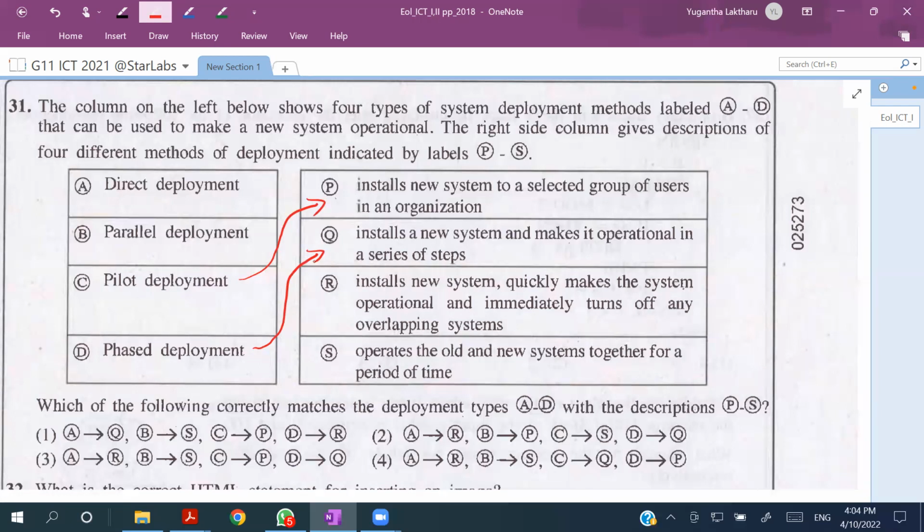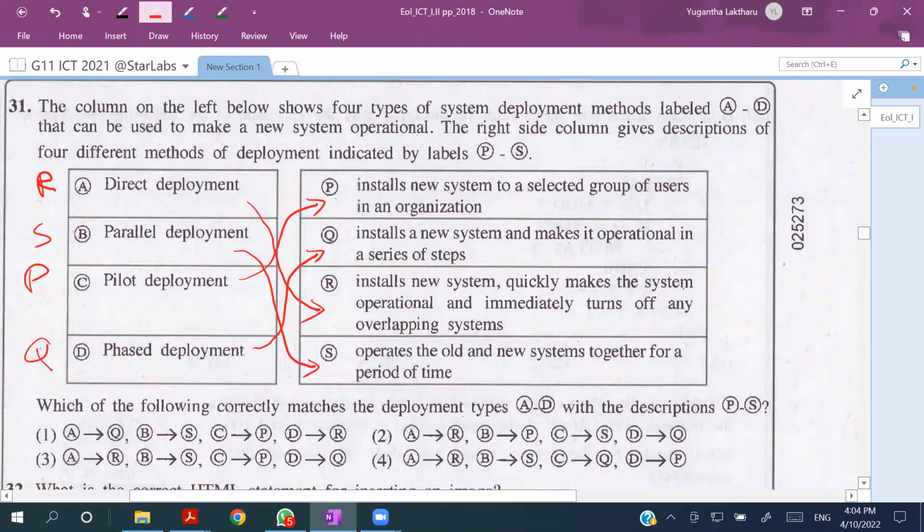Installing a new system quickly makes the system operational and immediately turns off any overlapping system, which is called direct deployment. And operating the old and the new system together, that is happening in parallel deployment. So for A, it's going to be R. For B, it is going to be S. For C, it is going to be P. For D, it is going to be Q.